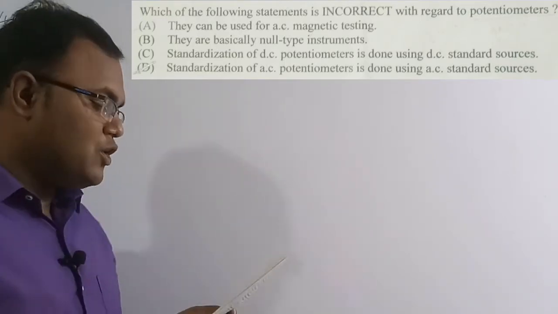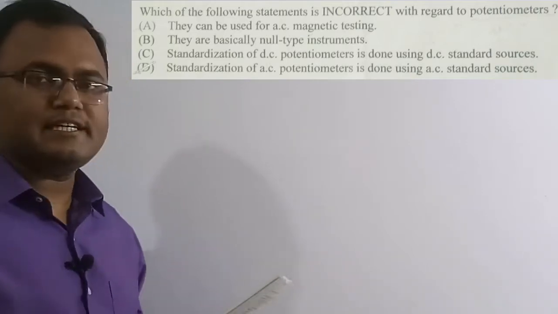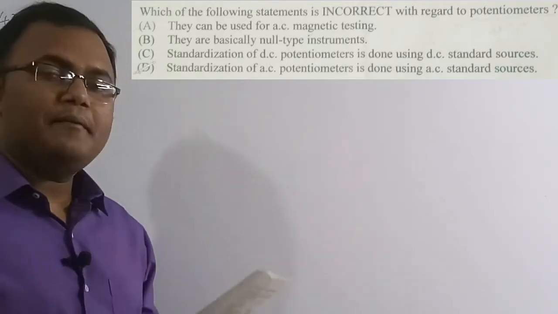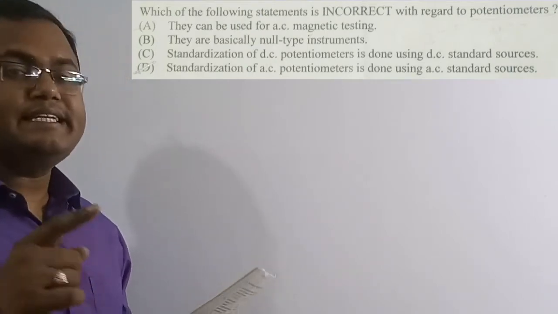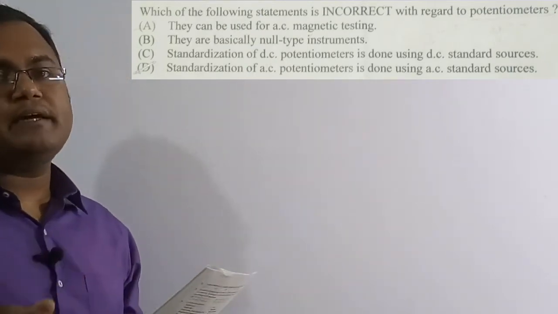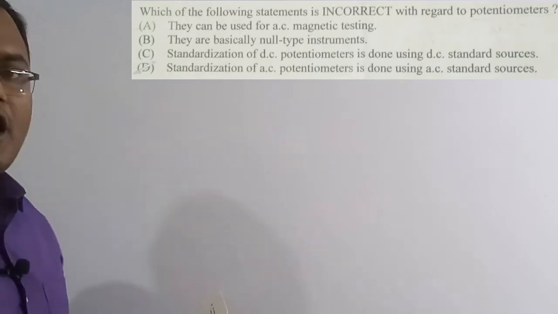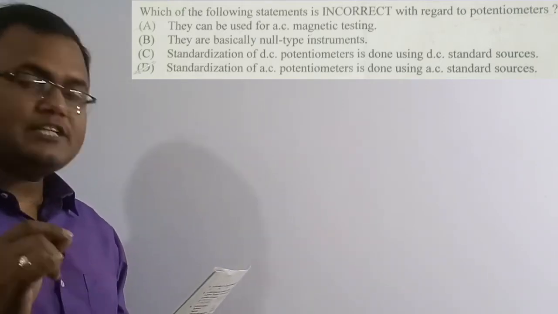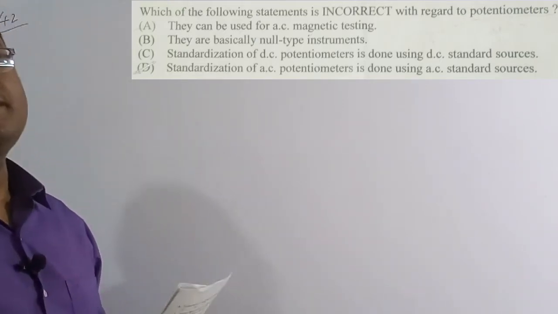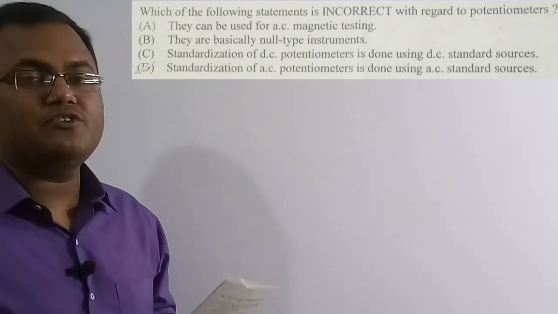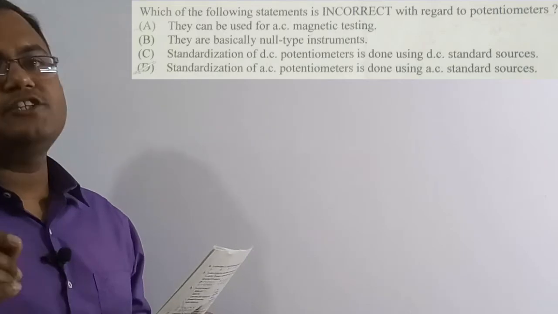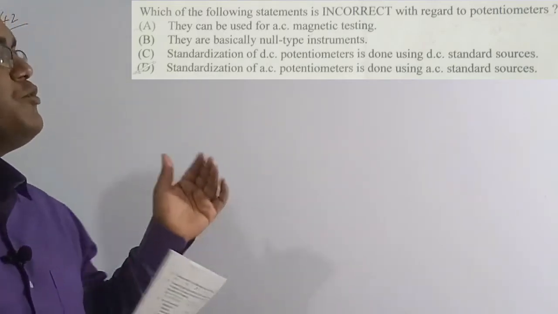So out of the 4 options, A, B, C are the correct ones, and option D is incorrect. The correct statement is that standardization of AC potentiometers is done by using DC standard sources, but not by AC standard sources. So option D is the incorrect statement, but the actual statement is that standardization of AC potentiometers is done by using DC standard sources. So let's discuss some more facts about this.